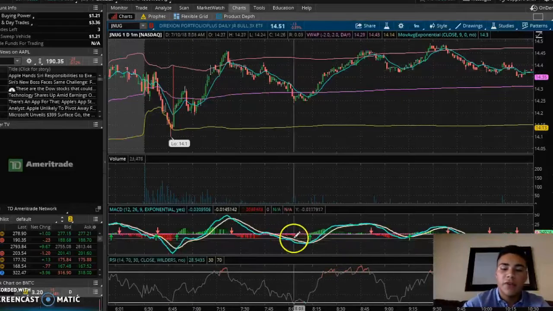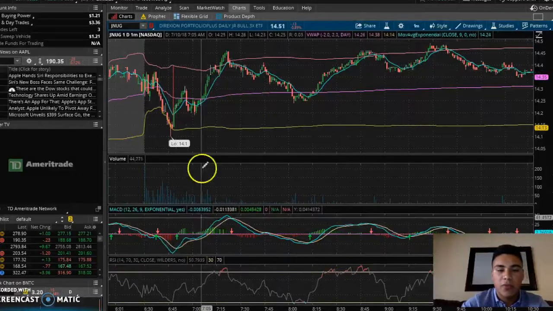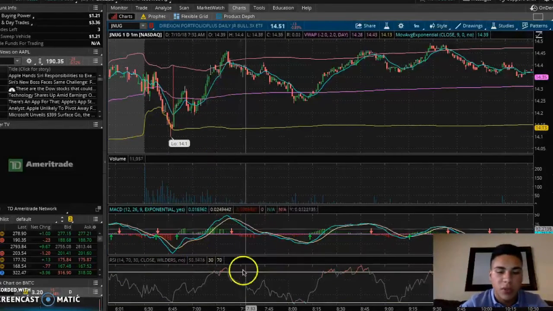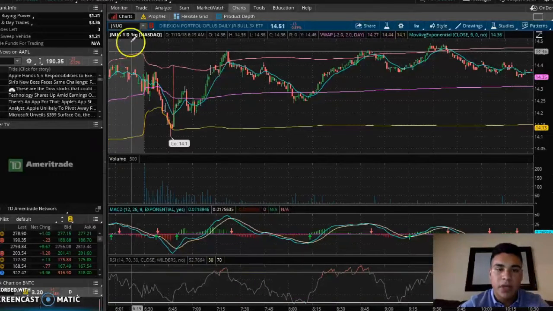So that is MACD for you. It's pretty simple. EMA and MACD are pretty simple. VWAP is a little bit more complicated, but it does help a lot.